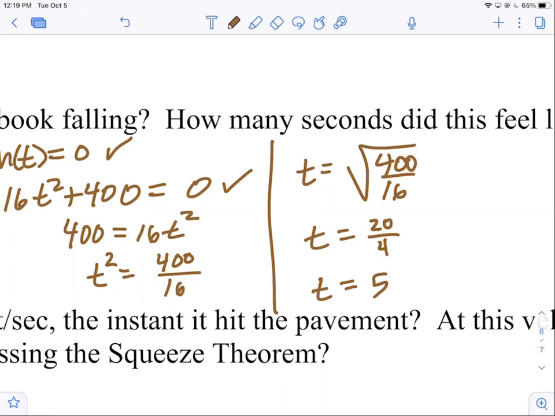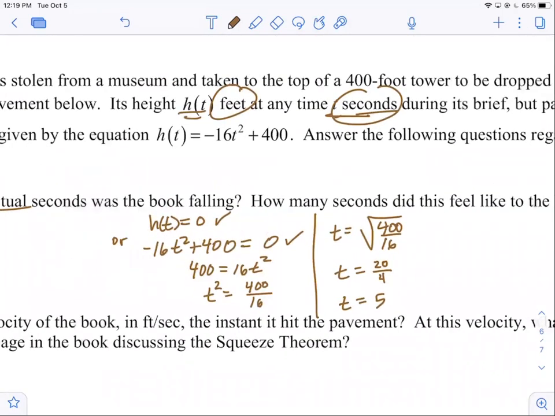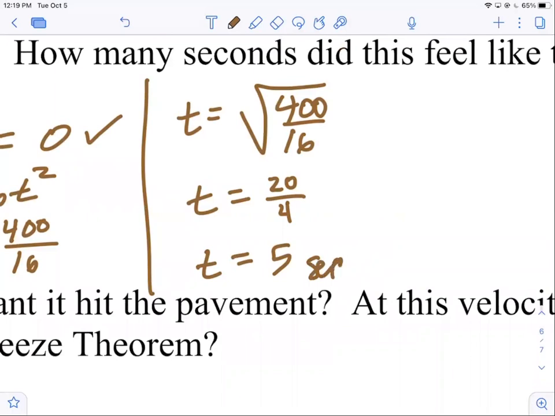Now, on your final answer, on any application, you better put units if there are units, or you can lose a check. We're talking about t, so that is t in what? Seconds. So there you go.